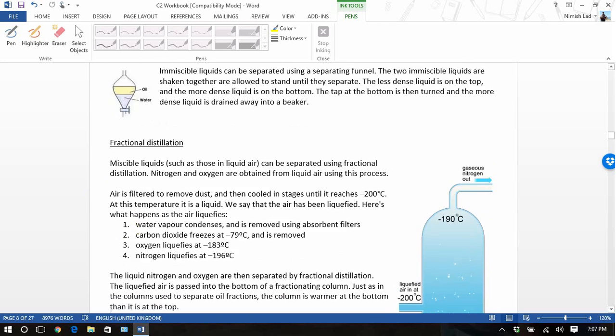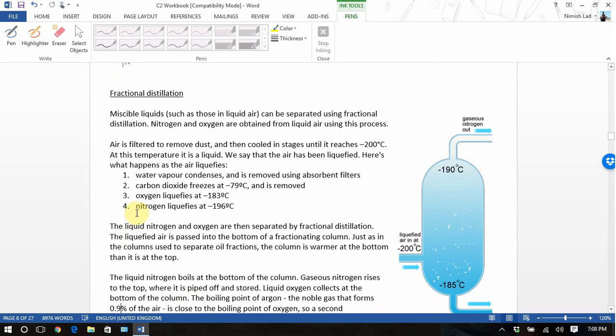Fractional distillation. Miscible liquids, such as liquid air, can be separated using fractional distillation. Nitrogen and oxygen are obtained from liquid air in this way. So air is filtered to remove dust and any other particles that are in there, and it's cooled to minus 200 degrees Celsius. At this temperature it's a liquid, so we can say the air has been liquefied.